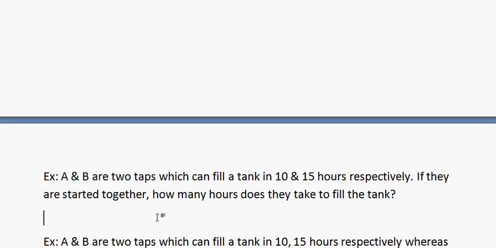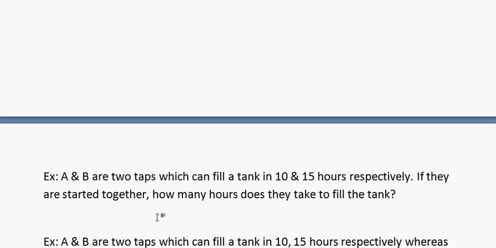We have taps and a tank, or taps and a cistern, as the question may say, where there are a few taps connected to a tank or a cistern and they fill it in X number of hours. So if they work together, how much time do they take to fill the tank? It's very similar to doing the work. Doing the work is also like filling the tank, right? Or filling the tank can be substituted as doing the work.